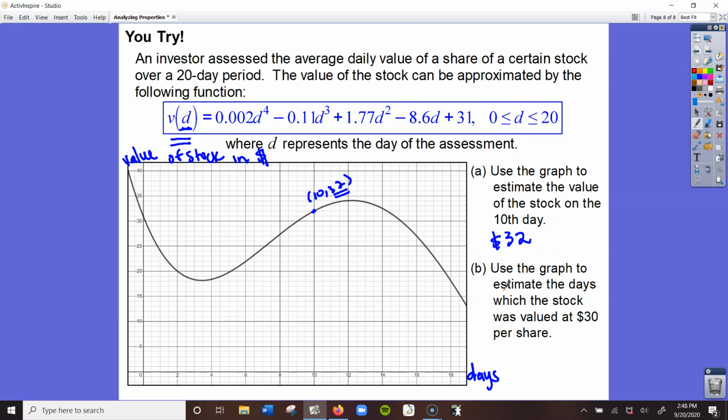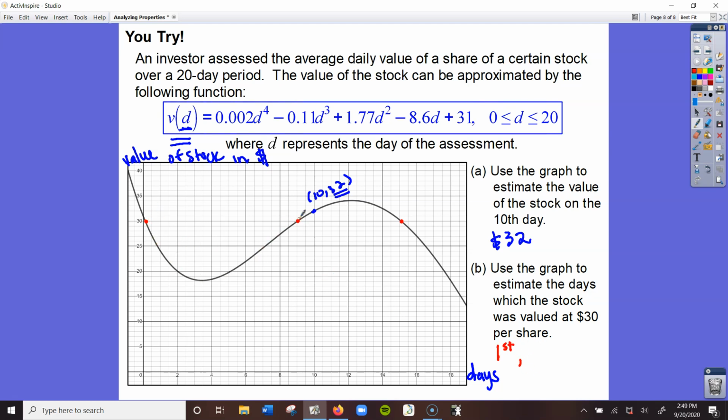Then for this last one here, it says use the graph to estimate the days which the stock was valued at $30 per share. So that means I'm going to look at where the y value is 30. And I actually have 3 answers because my graph does go through this a few times. Now over here we see that it's after 0 but before 1, so that means that in a few hours the value of the stock was already worth that $30. But since we're estimating the days, I would say that this occurs on the first day.